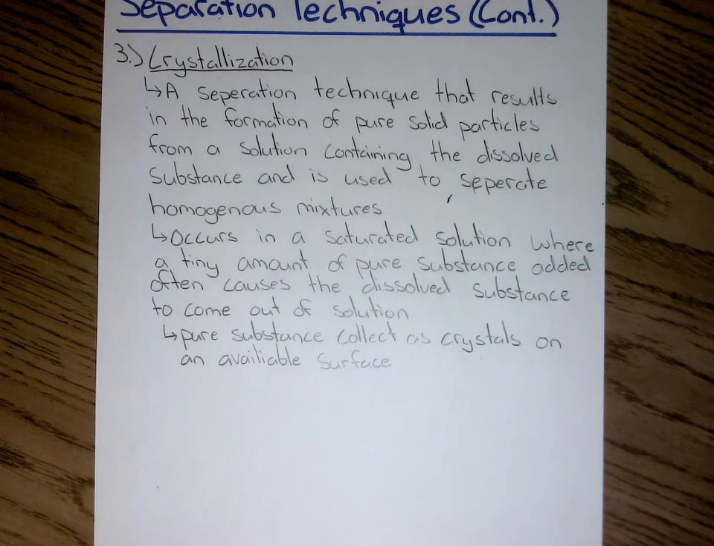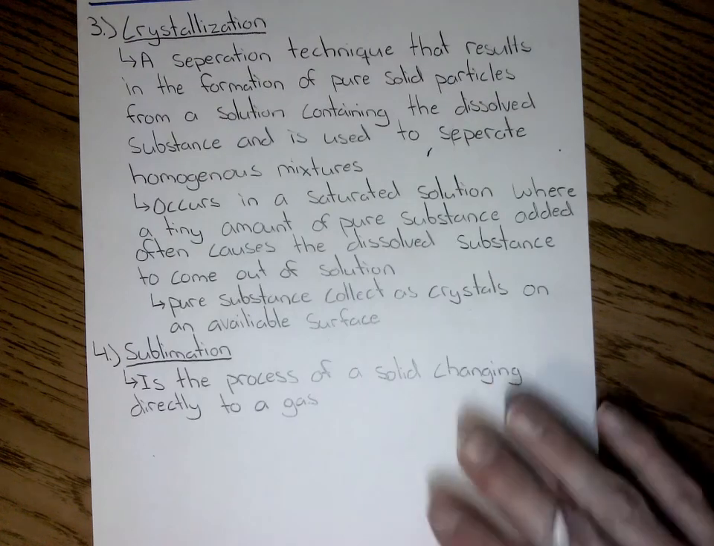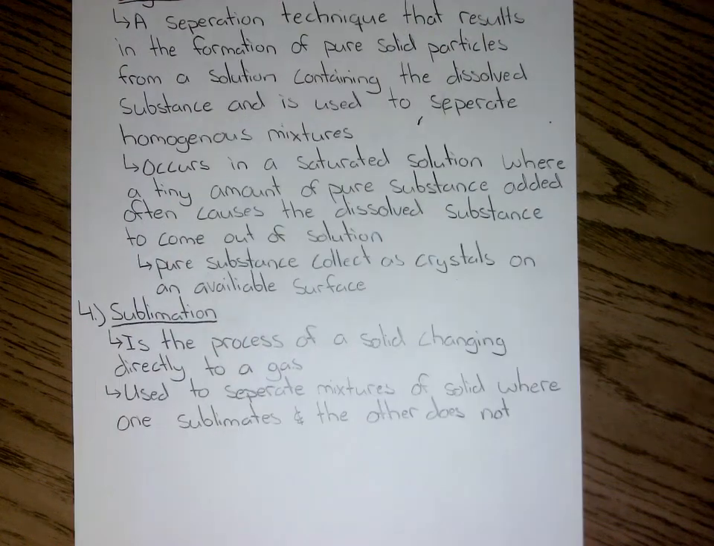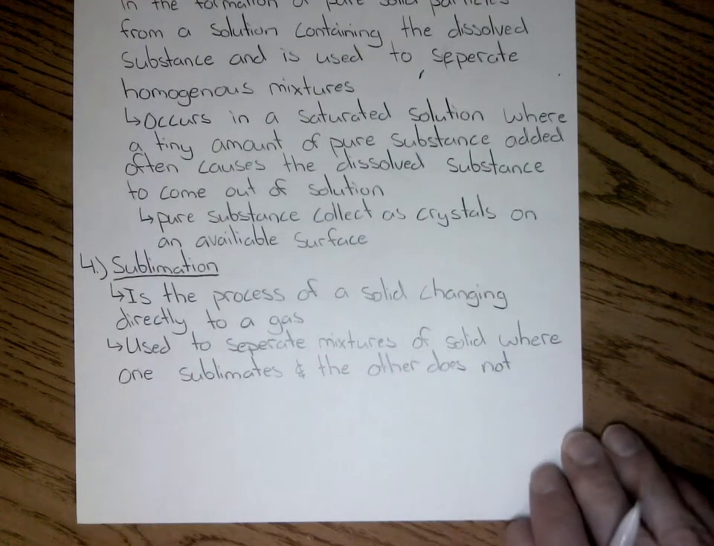Now, another separation technique that we have is sublimation. Sublimation is the process of a solid changing directly into a gas. And sublimation can be used to separate mixtures of solids where one sublimates and the other does not. Now, I will say that sublimation is a very rare technique. I've never used it in my career, but nonetheless, it is a type of separation technique.